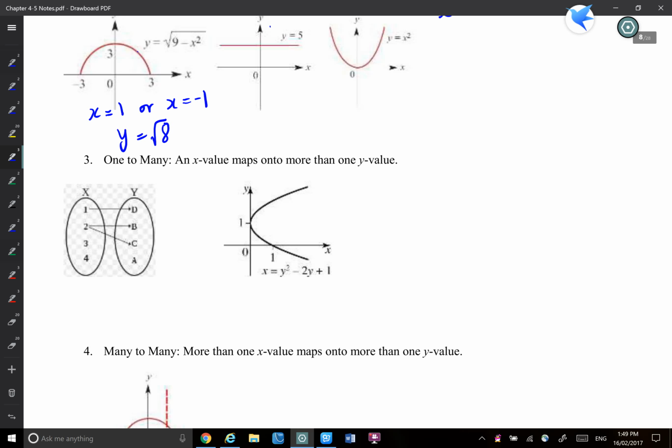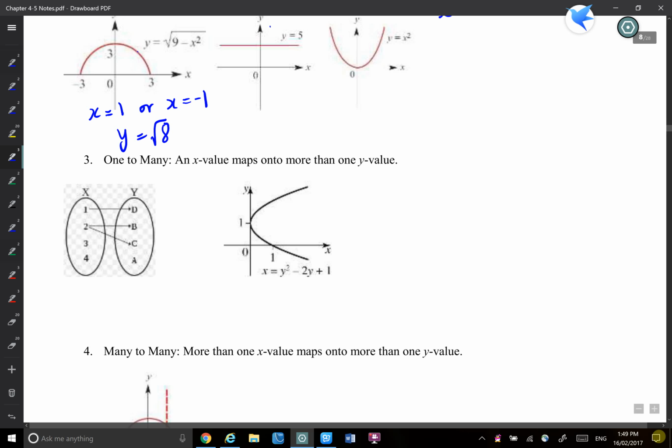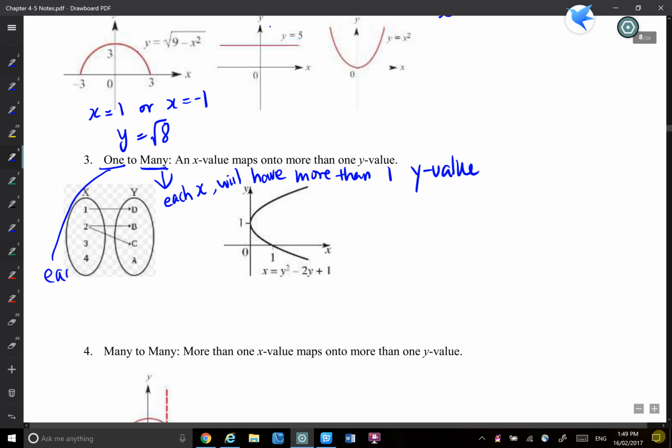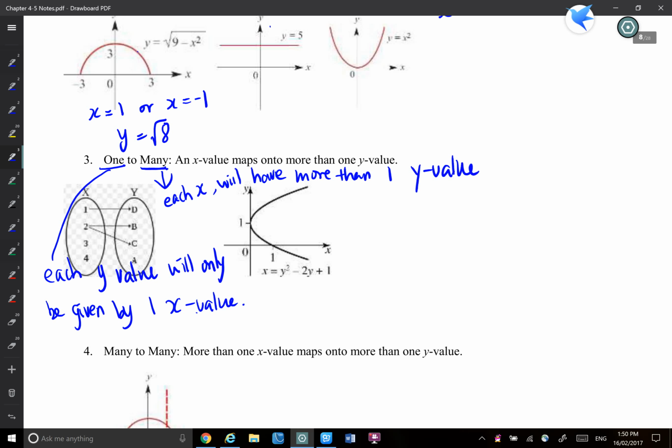1-to-many. 1-to-many is like the one telling you each x will have more than one y value. And this one tells you each y value will only be given by one x value. Okay, 1-to-many means each y can only map to one x, but each x can have two y values.